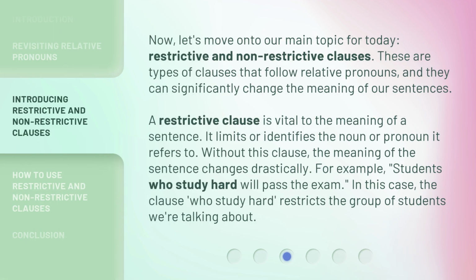Now, let's move on to our main topic for today, restrictive and non-restrictive clauses. These are types of clauses that follow relative pronouns, and they can significantly change the meaning of our sentences. A restrictive clause is vital to the meaning of a sentence. It limits or identifies the noun or pronoun it refers to. Without this clause, the meaning of the sentence changes drastically. For example, students who study hard will pass the exam. In this case, the clause, who study hard, restricts the group of students we're talking about.